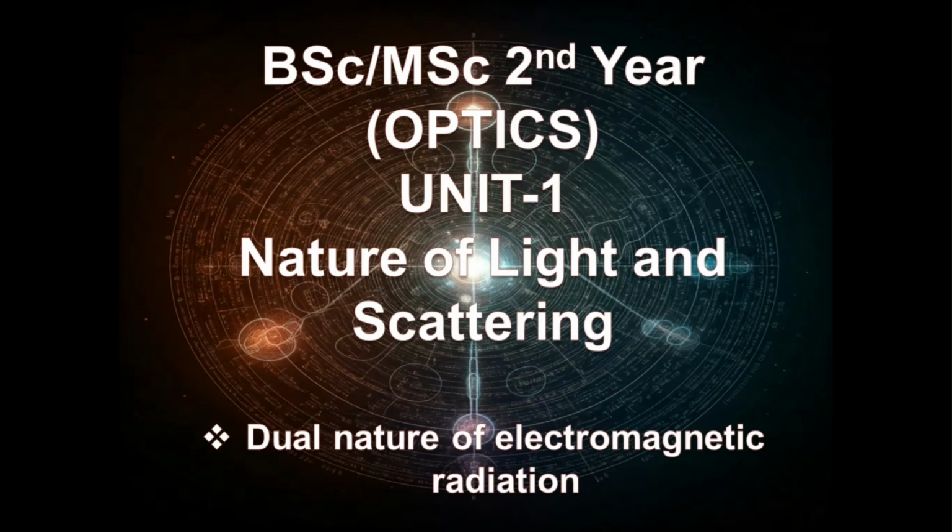Hello everyone. Last class we discussed the theories of light. We discussed corpuscular theory, wave theory of light, electromagnetic theory of light, and finally quantum theory of light. Today we will discuss, in Unit 1, nature of light and scattering, the dual nature of electromagnetic radiation. Dual nature means both particle nature and wave nature of electromagnetic radiation. We'll try to prove it.